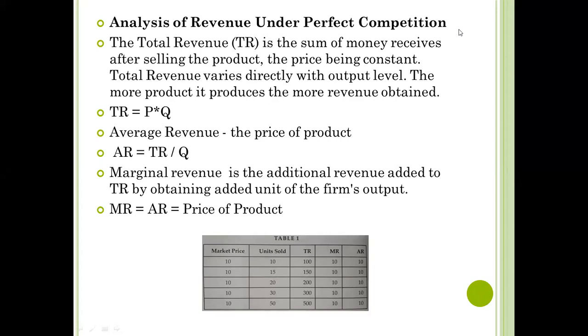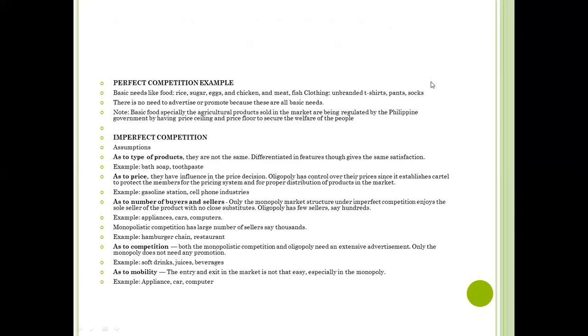Let's have here a perfect competition example. For perfect competition, we have basic needs like food, rice, sugar, eggs, chicken, meat, fish, and clothing: unbranded t-shirts, pants, and socks. There is no need to advertise or promote because they are, of course, basic needs. Note that basic food, especially the agricultural products sold in the market, are regulated by the Philippine government by having a price ceiling and price floor to secure the welfare of the people. So that is for our perfect competition.